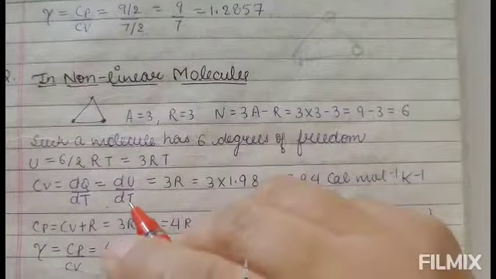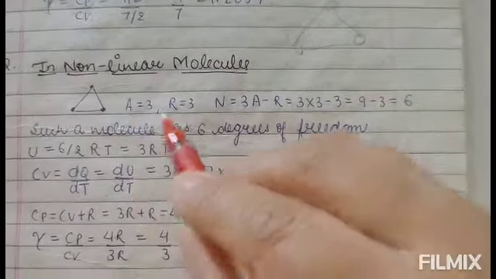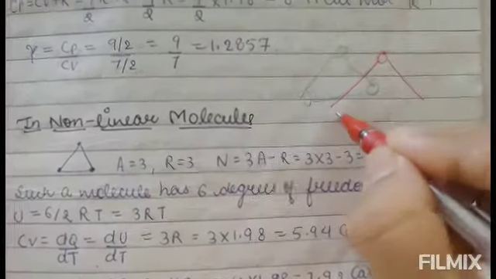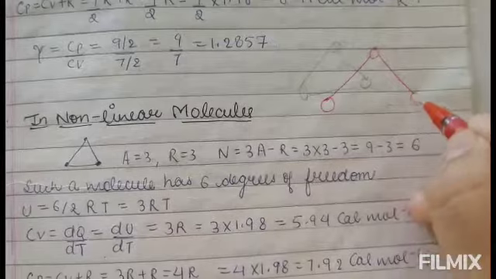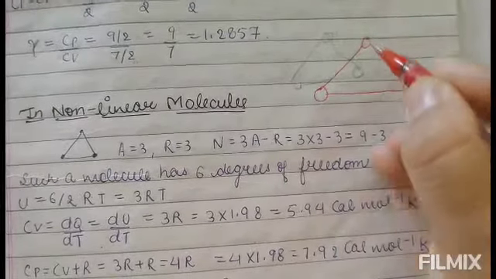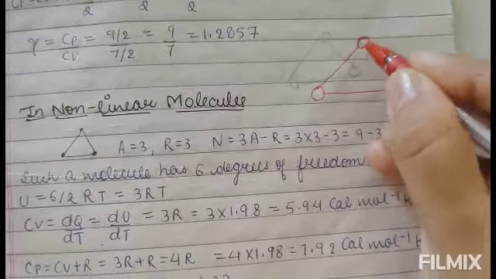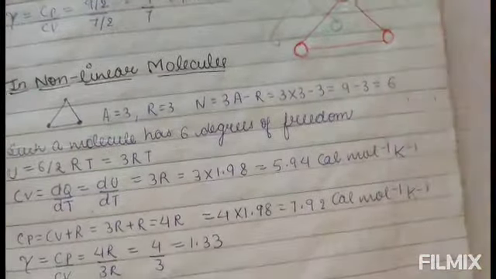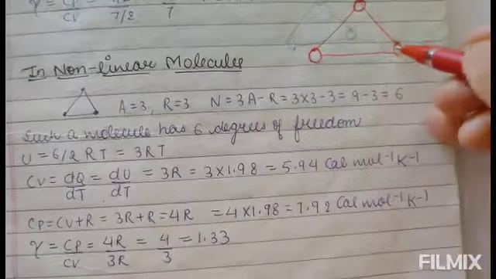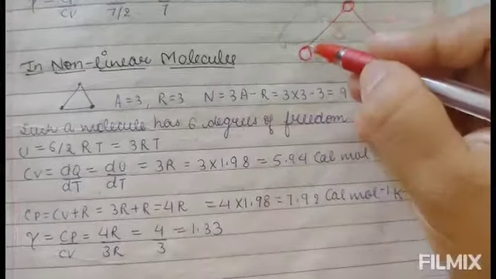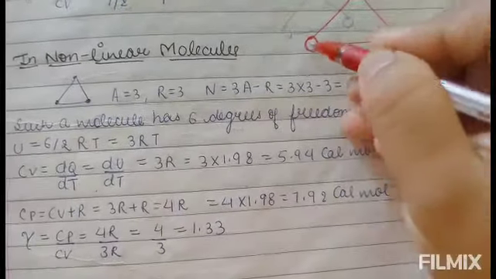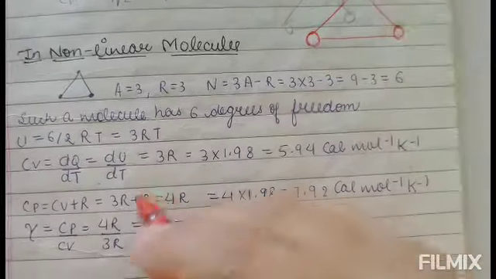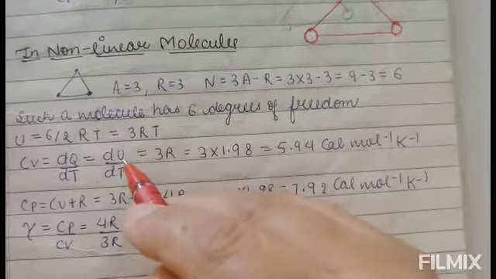Now we will see the triatomic gases when the atoms are not arranged in one line, that means if they are arranged non-linearly. Suppose the atoms are arranged in this way. 3 atoms are there, and they are arranged in this way. The number of atoms is 3 here, and you will find 3 relations: this is the first relation, then the second relation, and this one is the third relation.